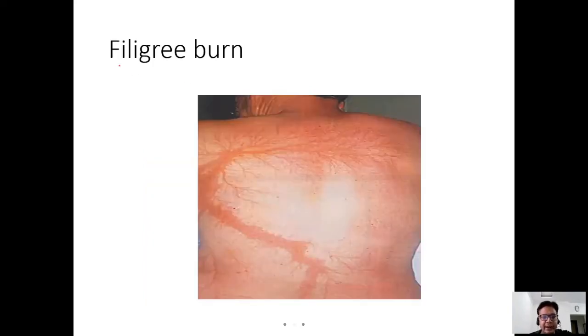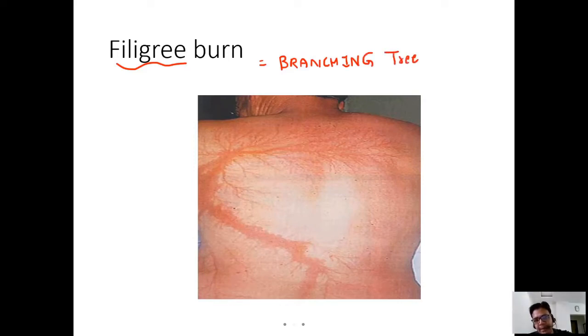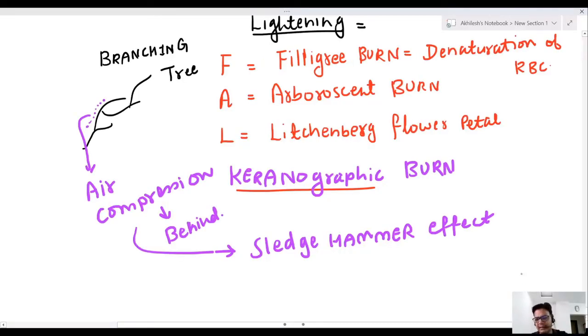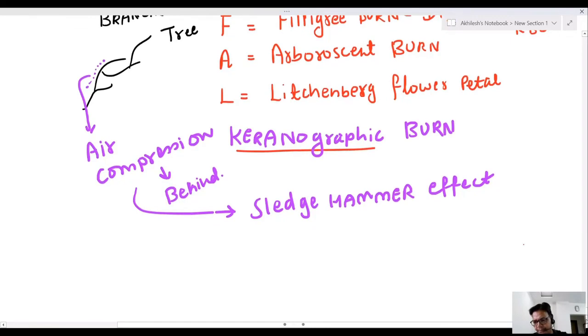So this is filigree burn. You can see the branching tree pattern burn. I told you in lightning injury we have branching tree pattern burn. This is known as lightning injury burn, filigree burn, arborescent burn.